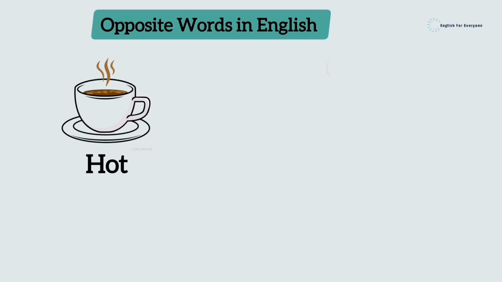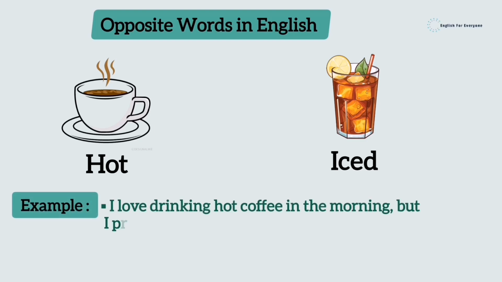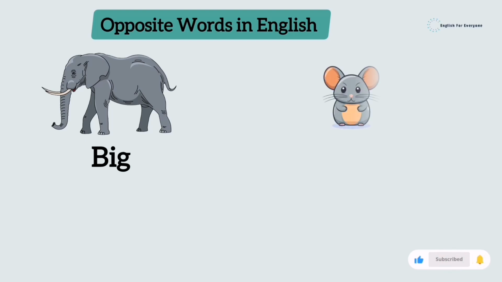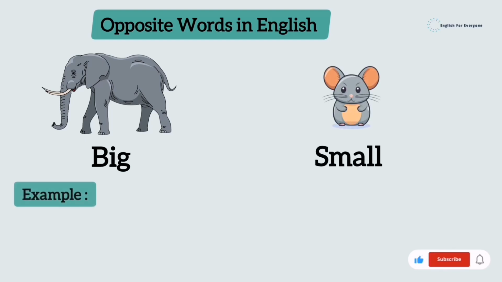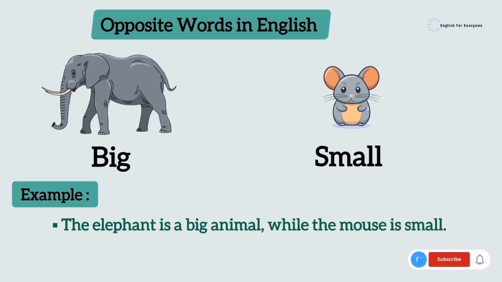Hot, iced. Example: I love drinking hot coffee in the morning, but I prefer cold iced tea in the summer. Big, small. Example: the elephant is a big animal, while the mouse is small.